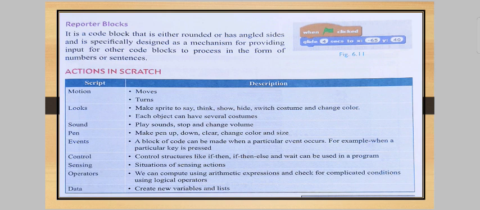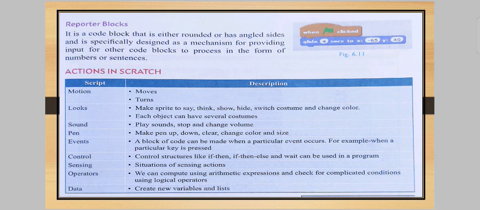Next, all of you can see a table here: actions in Scratch. First of all, we need to know the script names and their descriptions to create any type of programming. First is motion. Motion scripts are used to move or turn. Next is looks. Make a sprite say, think, show, hide, switch costume and change color. Each object can have several costumes. If you want to change the costume of a sprite, then you can use the looks script.